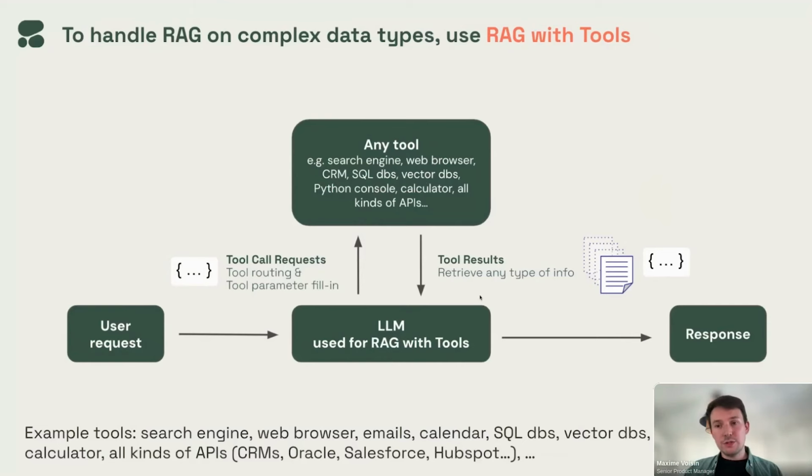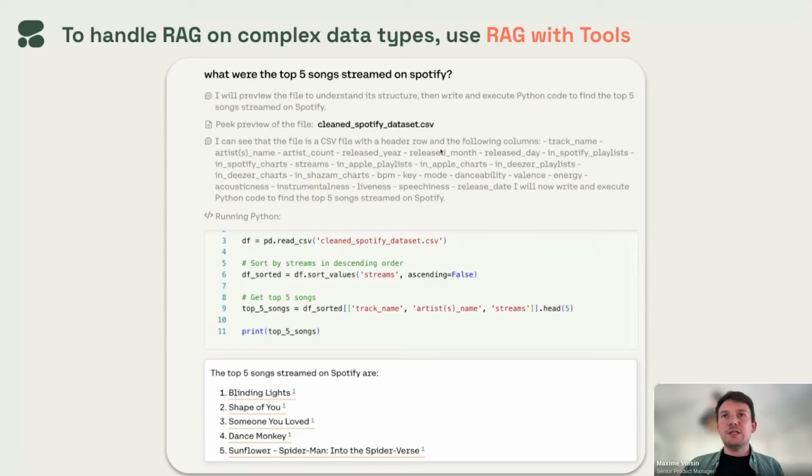This is going to give you some tool results. It could be the content of your CRM, it could be some web content. And your model is going to use that to generate a final response. And so this gets very exciting because you unlock massive pools of data beyond just text.